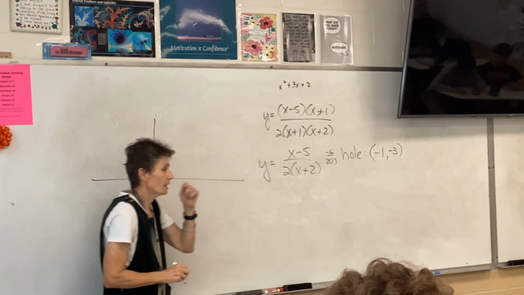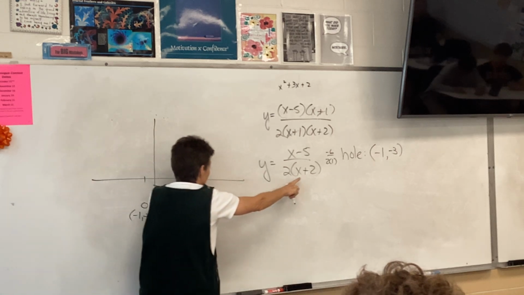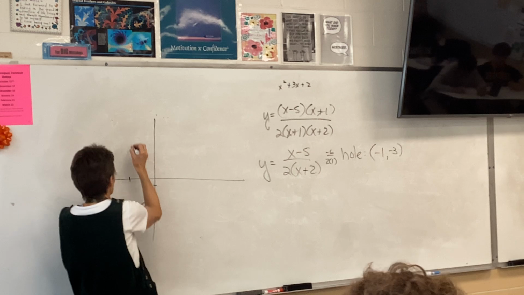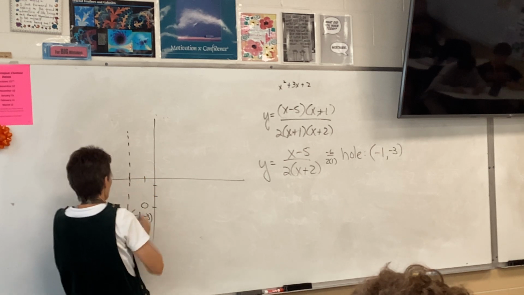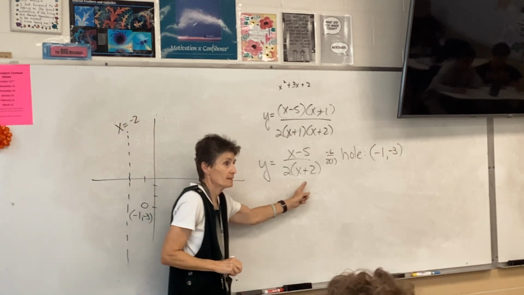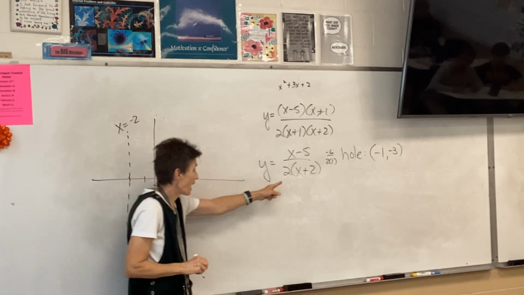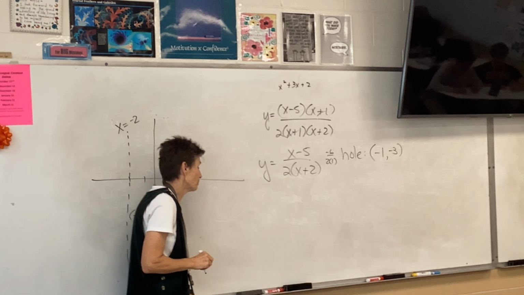Now let's look at this. Do I have a vertical asymptote? Of course I do. Where's my vertical asymptote? -2. X cannot be -2. Because what happens if you put -2 in there? You get a 0 on the bottom, which is never good.